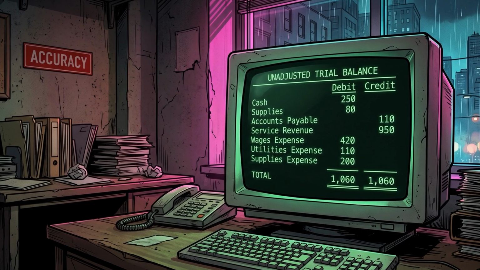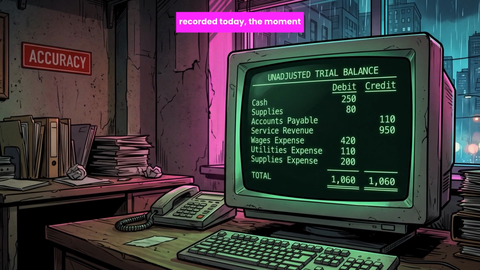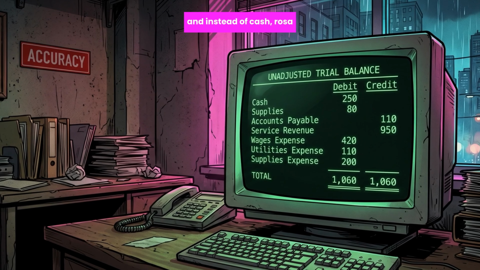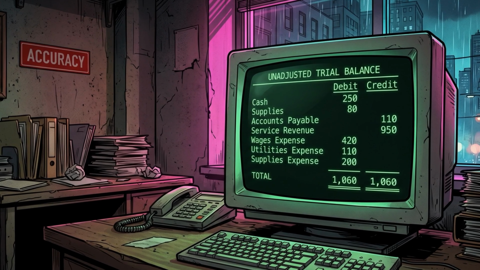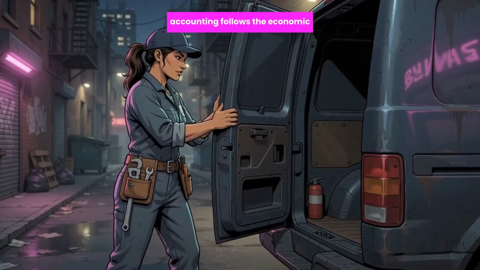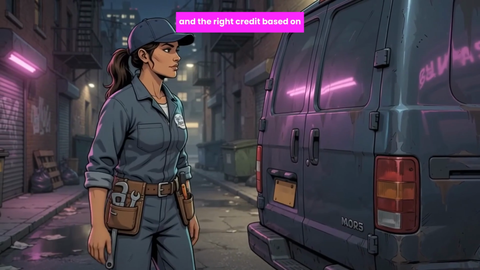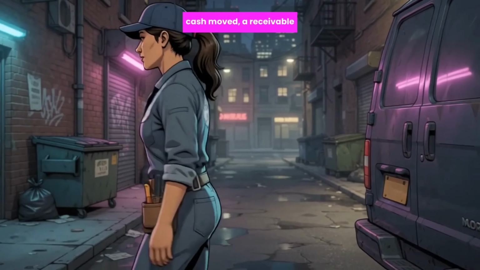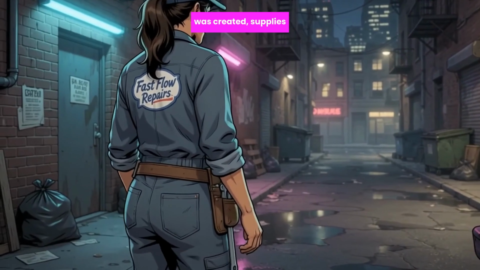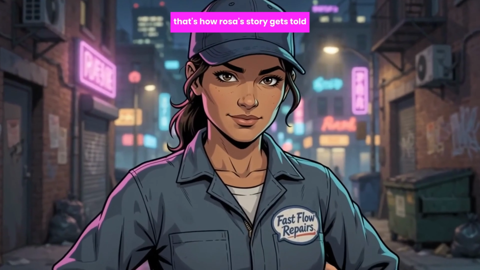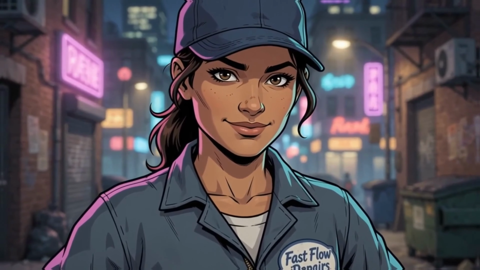Think about it. The answer, revenue, is recorded today, the moment the service is performed. And instead of cash, Rosa debits accounts receivable. That's the core idea of this entire lesson. Accounting follows the economic event first. Then it records the right debit and the right credit based on what actually happened, whether cash moved, a receivable was created, supplies were consumed, or a liability was born. That's how Rosa's story gets told, one journal entry at a time.